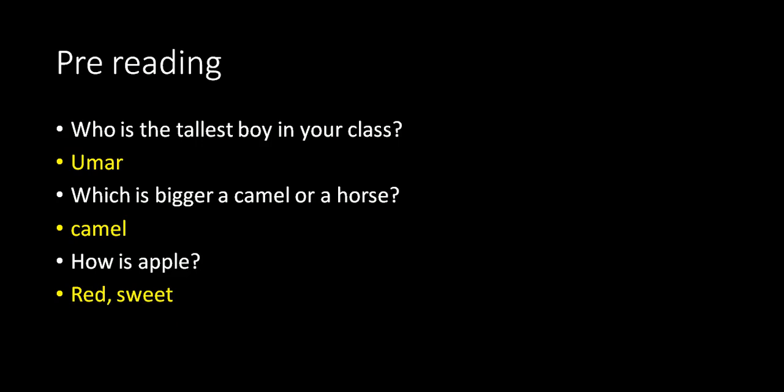If you see all these examples, we have qualified nouns with some words. Okay. Red, sweet, bigger, tallest boy. Camel is bigger or horse is bigger. Sweet apple, red apples. So these are the qualifying words which qualify nouns, which we have used with the noun to give it some meaning.